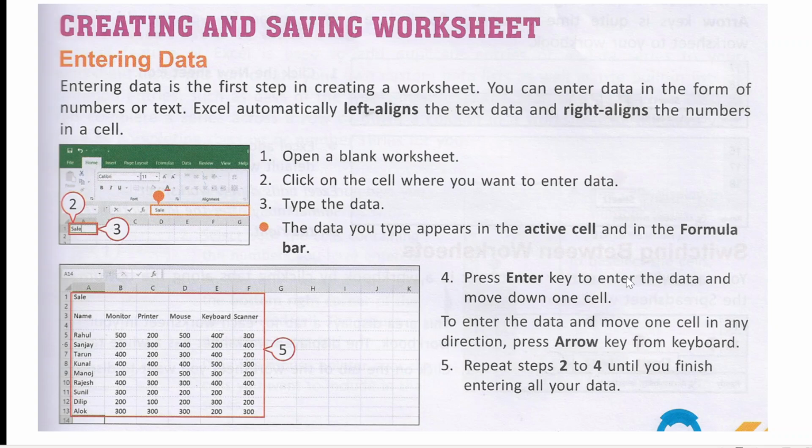Press the enter key to enter the data and move down one cell. So as soon as you enter some data over here, you just simply need to press the enter key. To enter the data and move one cell in any direction, press an arrow key from the keyboard. So if I want to add the digit 500, I will press the right arrow key. If I want to add Sanjay, then I will press the down arrow key. Repeat steps 2 to 4 until you finish entering all of your data.